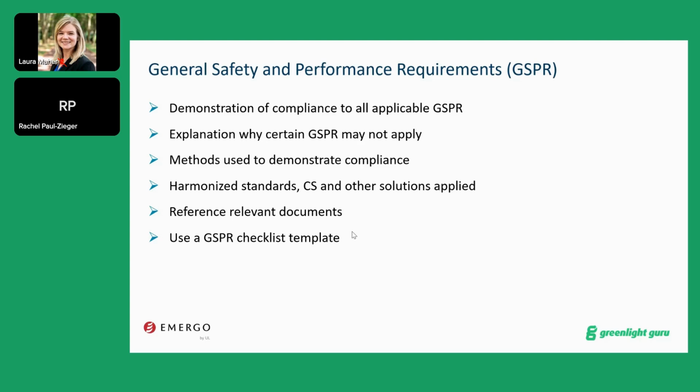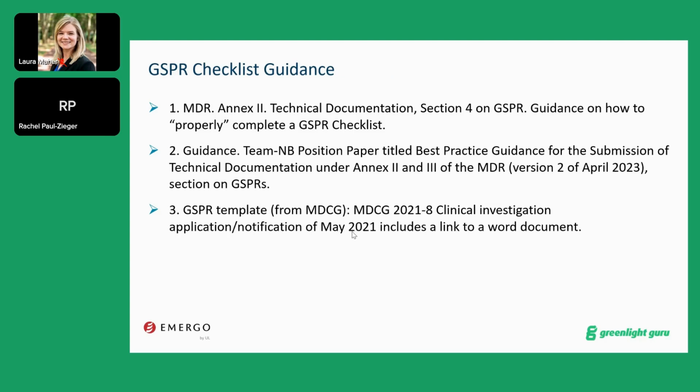For doing this, the best way is to use a GSPR checklist. And so you can develop a template. There is some guidance today about what needs to be in the GSPR checklist. So you have obviously the MDR, Annex 2, Section 4, which describes what should be provided for GSPR. It provides guidance on how to properly complete a GSPR checklist.